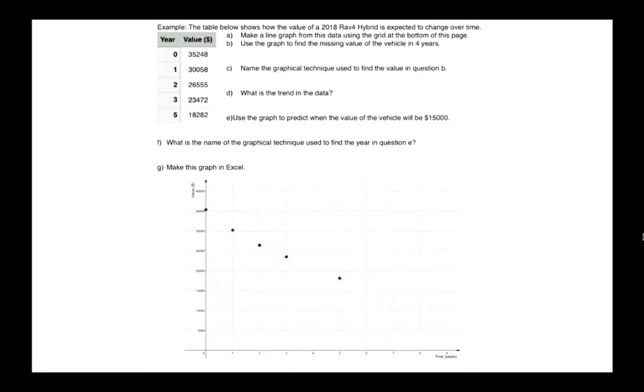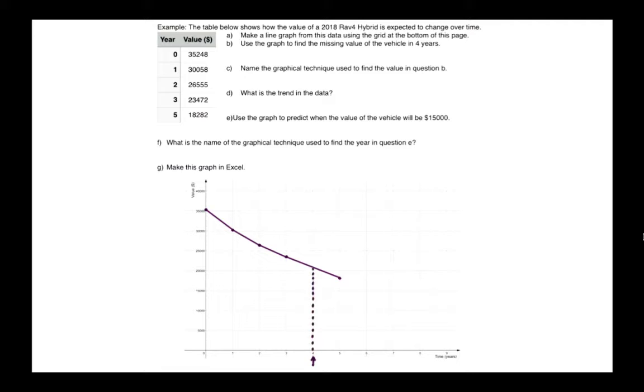Anyhow, next what we want to do is, sorry, we're not quite done yet. We've got to connect the dots. So let's connect the dots here, and that completes the line graph. Now what we're going to do is use the line graph to find the missing value of the vehicle in 4 years.